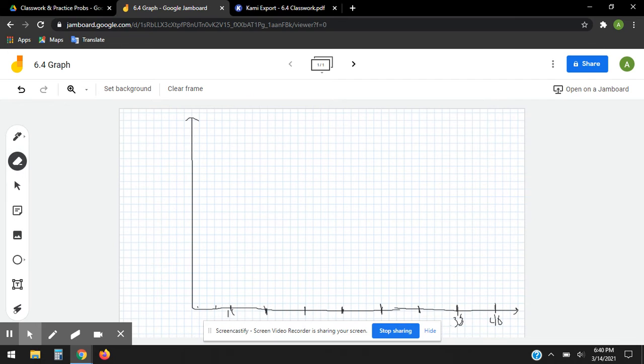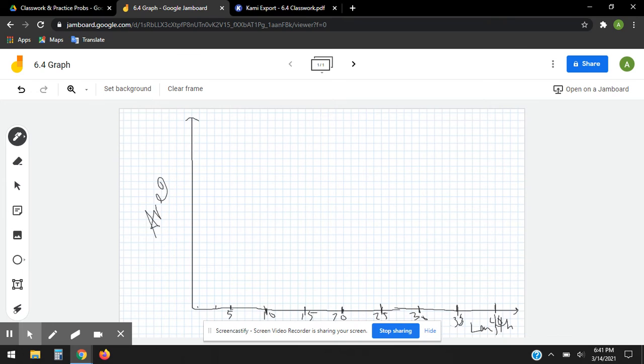Nope, that was 5. Scroll down. Nope. So 5, 10, 15, 20, 25. Oh no, I was off. Can't do those. There's my 5, 10, 15, 20, 25, 30. This is my length.